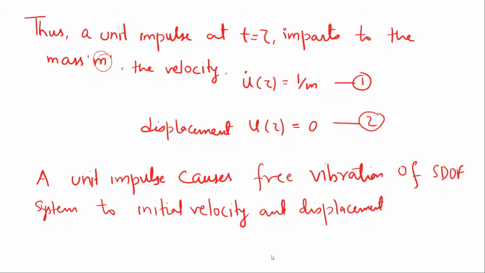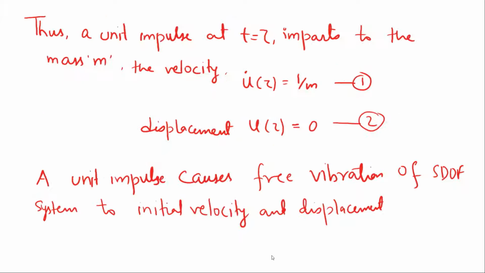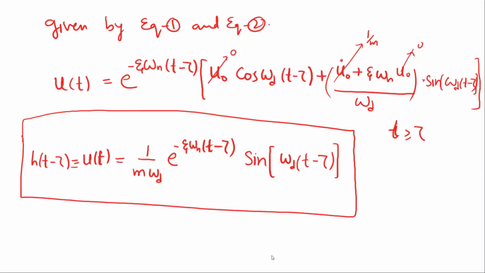So a unit impulse causes a free vibration. We have just seen that it causes a free vibration of a single degree of freedom system with initial velocity and displacement given by equations 1 and 2, which we have written here. So our solution would be u of t equals e to the power minus xi omega n (t minus tau) times [u naught cos omega d (t minus tau) plus (u naught dot plus xi omega n u naught) upon omega d sin omega d (t minus tau)].